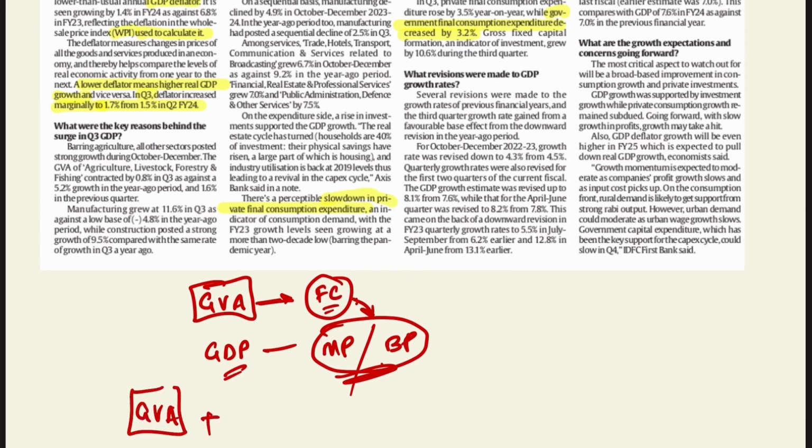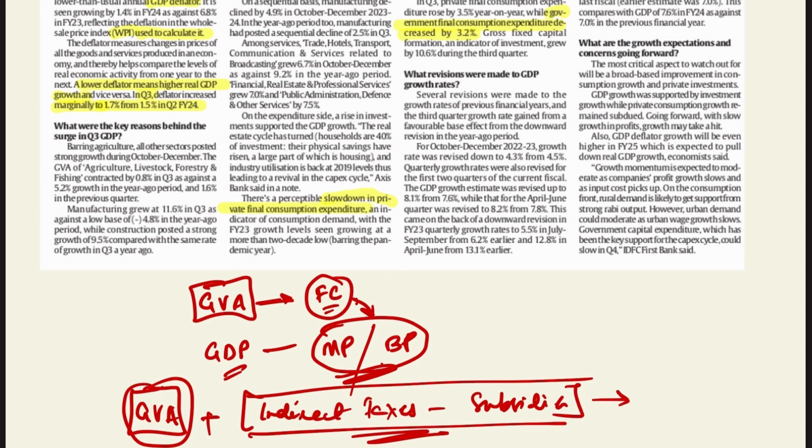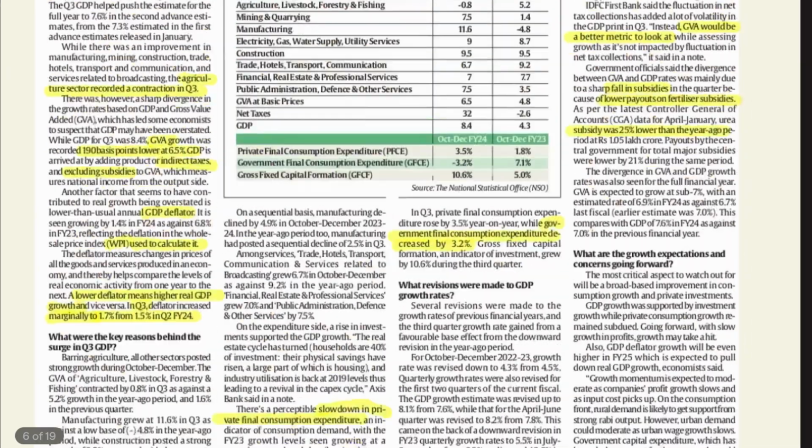That is, what is the relationship between GVA and GDP? So we first calculate the GDP, and there are these indirect taxes minus subsidies. That means net taxes are added to GVA to calculate GDP. And the difference between GDP and GVA is the indirect taxes minus subsidies. So we'll come to this again.